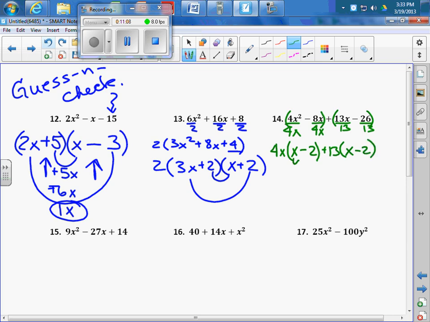And look, this x minus 2 is the same as this one. So I'm going to bring it down. What will you have left over once you bring that down? The 4x plus 13 goes in the other parentheses.